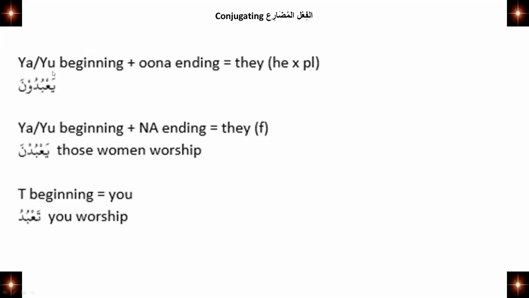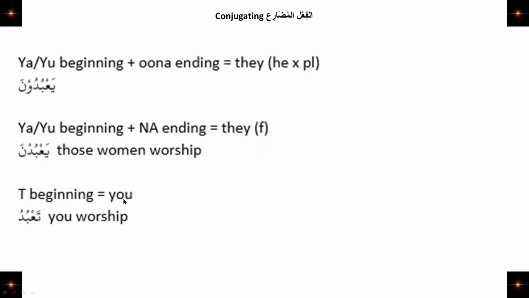Another one here says ya and yu, ya'buduna, una. So ya and una make the present tense for third person plural masculine. Ya'budna. Now look at this, ya and yu plus na. You remember this na? No, it's not applicable. This one is for feminine plural. Feminine plural, ya and then na. Ya'budna. There is a difference between ya'buduna for masculine plural and ya'budna for feminine plural. So this is sukun na, this is very important. Na is very important for the feminine plural.